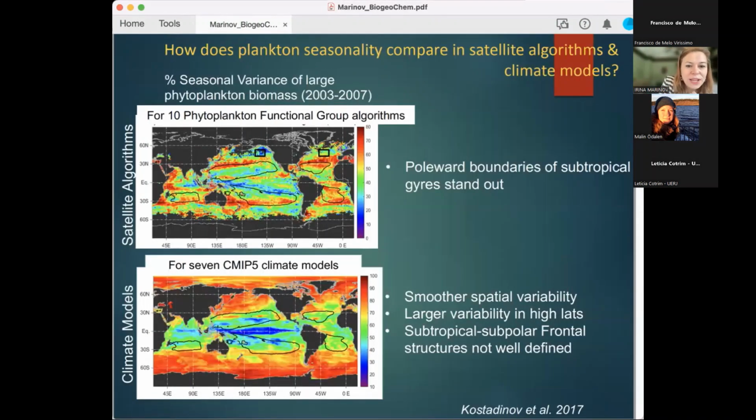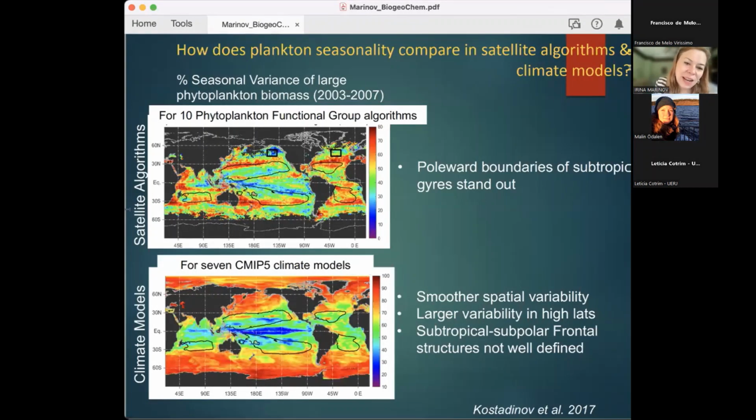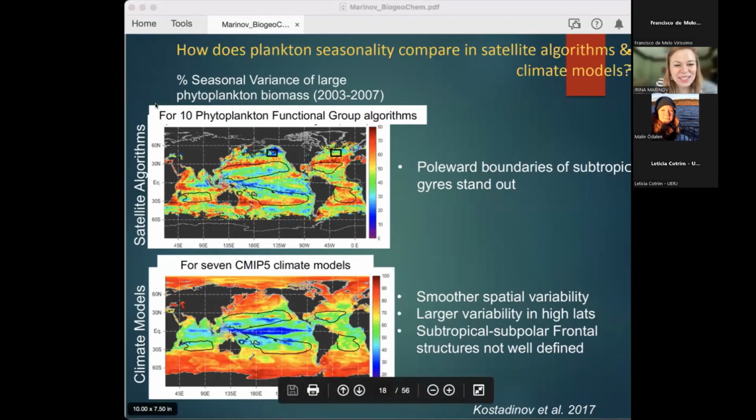So one way to compare apples and pears, meaning comparing satellite algorithms on top and climate models on the bottom, is, for example, to look at seasonality. Here's an index for a period that shows how much variability for a given location can be explained by the seasonal cycle, as opposed to interannual variability or one-time events. So how seasonal this product is, and then we can do an averaging over 10 phytoplankton algorithms.